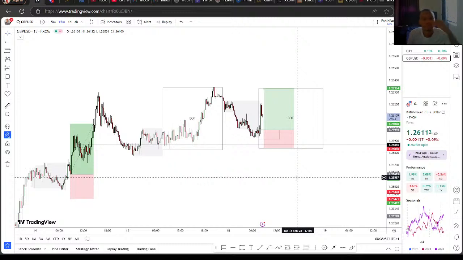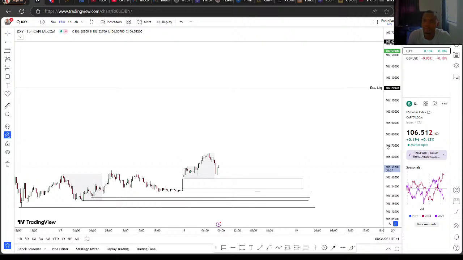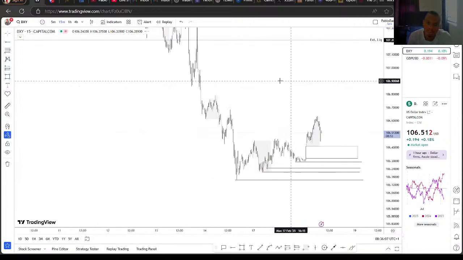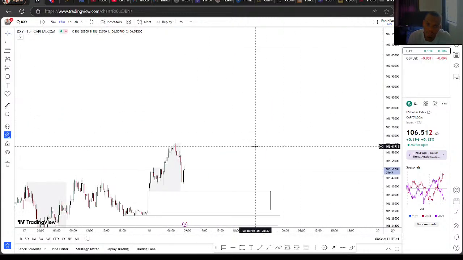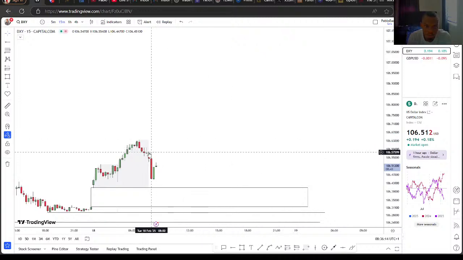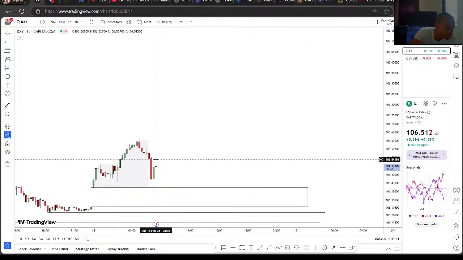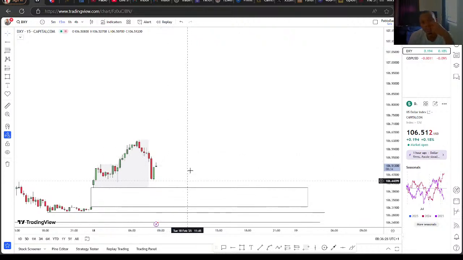So yeah, I want the DXY to go up, honestly, but not much, just a little bit to prove that we're going to buy GU. If the DXY pushes up to this level, at least, or this level, then we can start looking for shorts to this low.